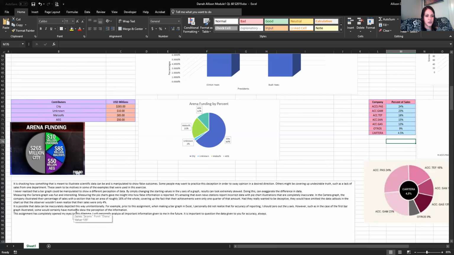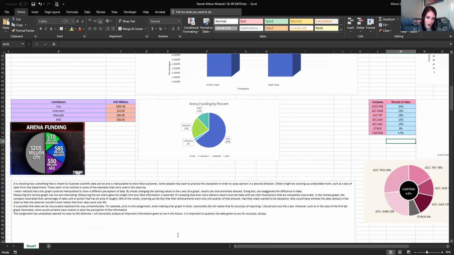Measuring the Cartera graph was fun and interesting. Measuring the pie charts gave me insight into how false information is reported. It's amazing that even news stations report incorrect data with pie chart illustrations that are completely inaccurate. In the Cartera graph, the company illustrated their percentage of sales with a section that has an area of roughly 16% of the whole, covering up the fact that their achievements were only 1/4 of that amount. Had they really wanted to be deceptive, they would have omitted the data callouts in the chart so that the observer wouldn't even realize that their sales were only 4%.